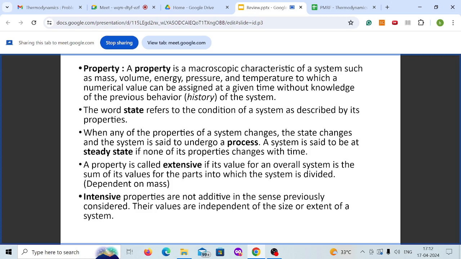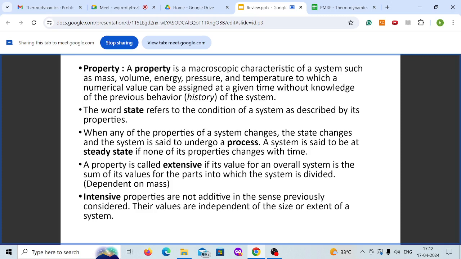But that doesn't mean that your system is not undergoing anything. Say there is 1 kg of mass coming in and 1 kg of mass going out, whatever is in the system will remain the same, but you can say it is in steady state.